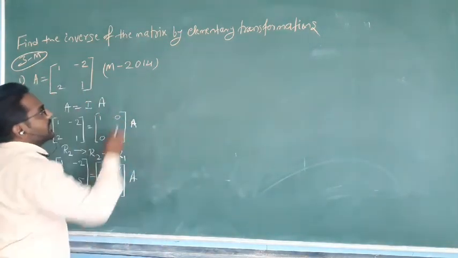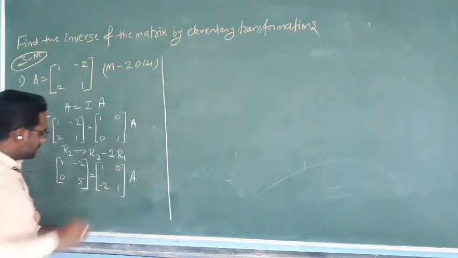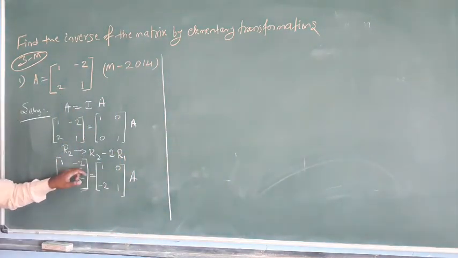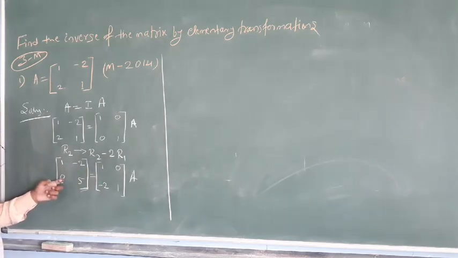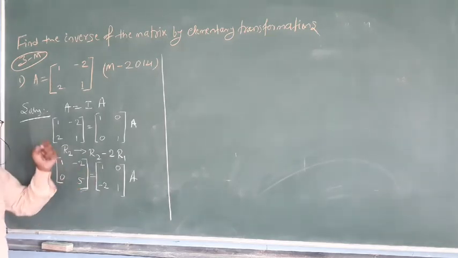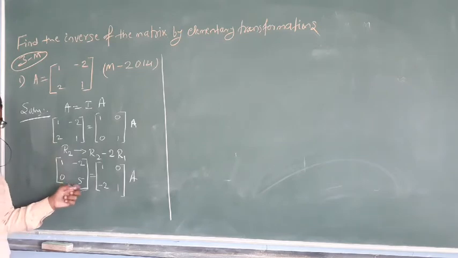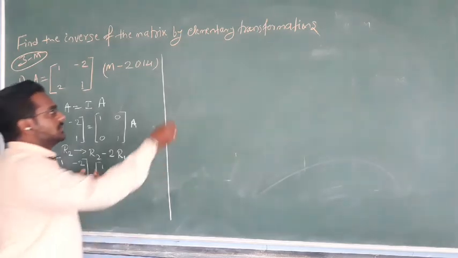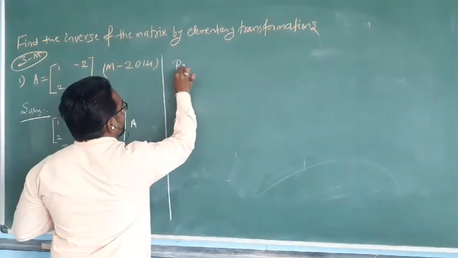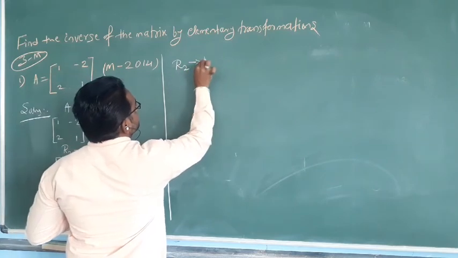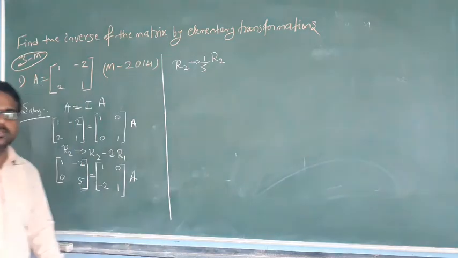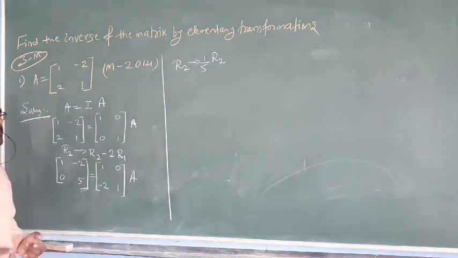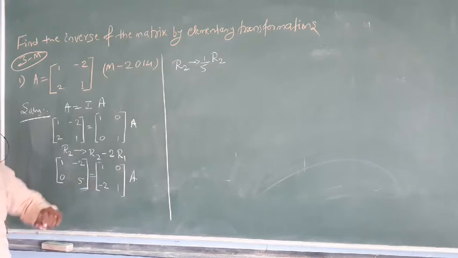Next, what do you have to perform? Already 1 minus 2 is there, and 0 is there. You have to convert in the next step. Here 5 is there. So how do we convert this 5 into 1? Let us apply another operation: R2 changes to 1 by 5 into R2. I am multiplying 1 by 5 with each element of the second row.